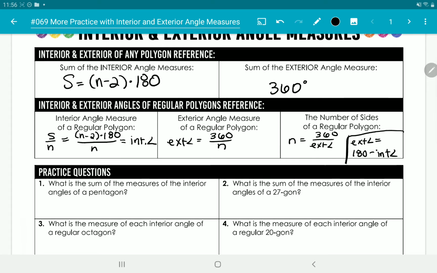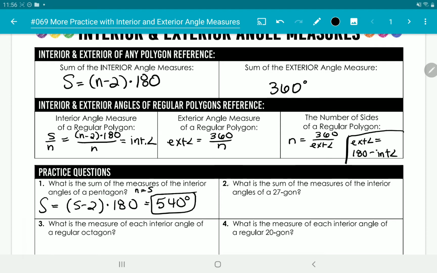So number 1, what is the sum of the measures of the interior angles? So sum and interior angles. We're going to use S equals n minus 2 times 180. It says a pentagon, so we know that n is going to be 5. So we're going to have 5 minus 2 times 180. If you type that in a calculator, you're going to get 540 degrees.